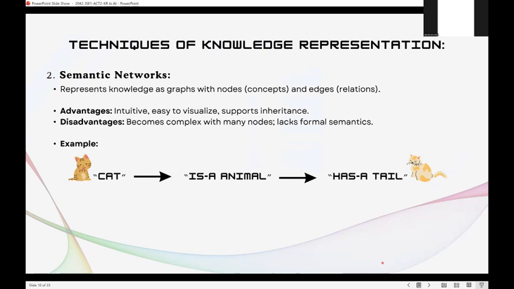So let's move to the next technique, which is semantic networks. It connects ideas like cat is an animal and has a tail. It uses is-a and has-a type of connectors. It is easy to visualize.